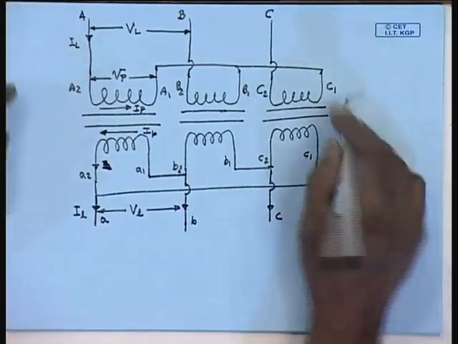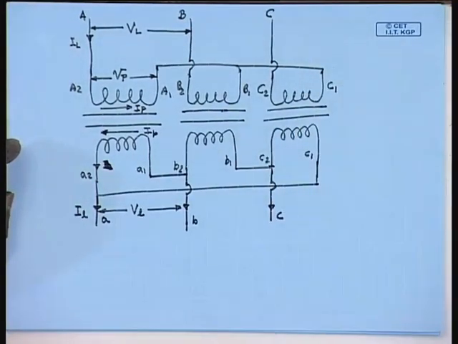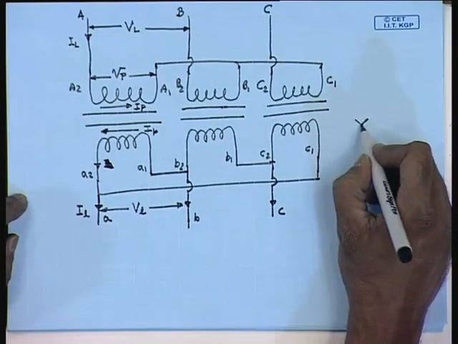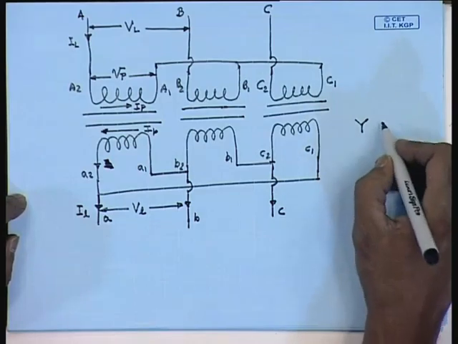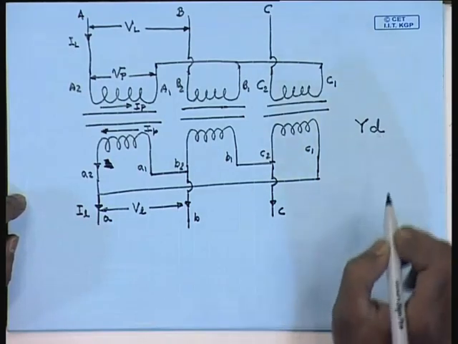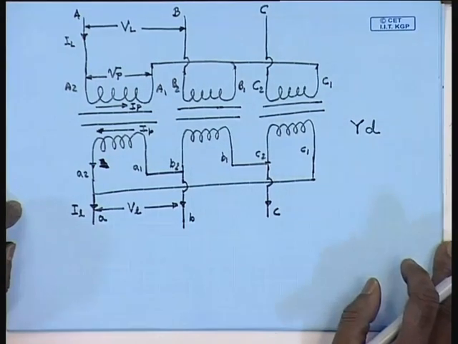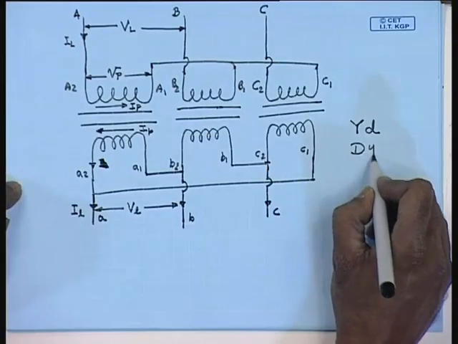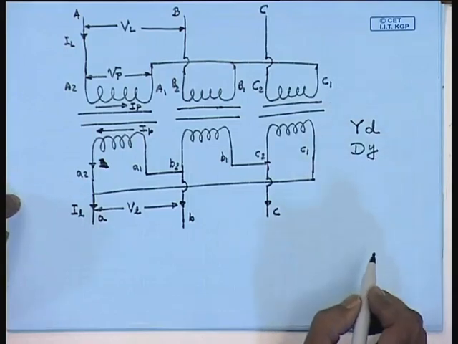This is called star delta connection, that is, the high voltage side star represented by a capital Y and the low voltage side delta represented by a small letter d. Had the high voltage side been delta connected, it would have been written as capital D small y, delta star connection.